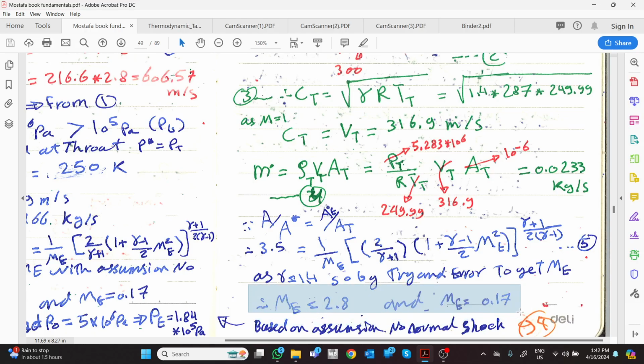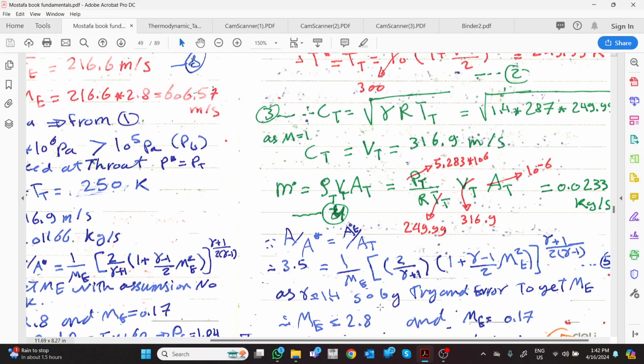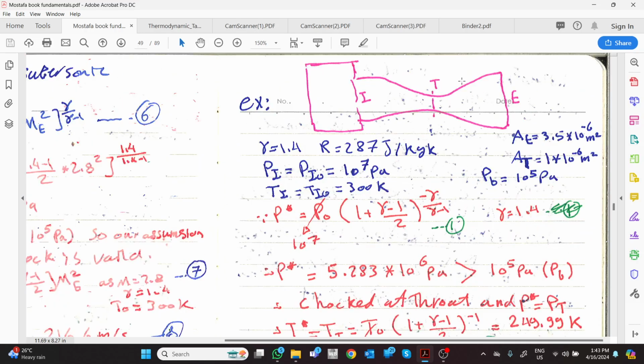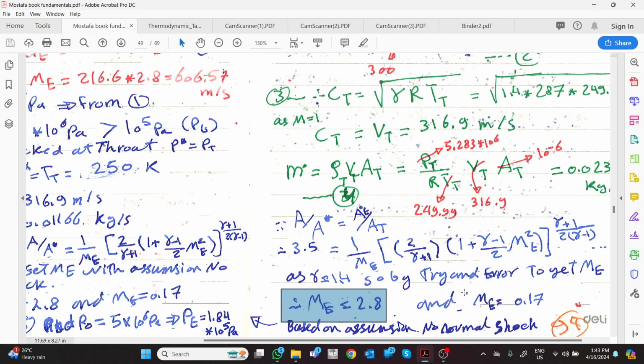So we know the Mach number at the exit. While we know the Mach number at the exit, we need to check this. Yes, the calculation shows the Mach number at the exit is 2.8, which is supersonic. But if a normal shock happens, this will not be valid.